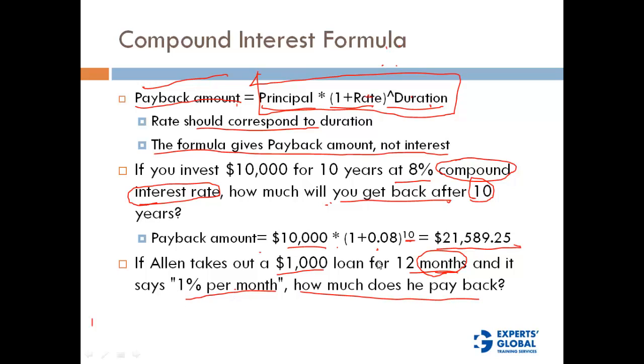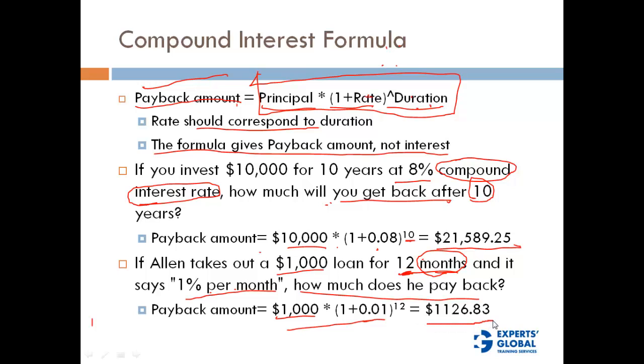And how many months has he got the loan for? 12 months. So that is the duration. What is the rate? 1%. What is the principal? $1,000. So we'll simply apply this formula. Payback amount is equal to principal 1,000 into 1 plus the rate. The rate is 1%, which is 0.01, raised to 12 months, which is the duration of lending. So this particular amount comes out to be $1,126.83. So this is how we look at the compound interest formula.